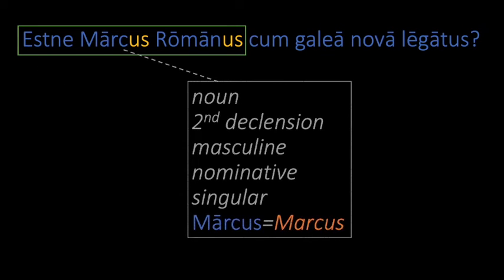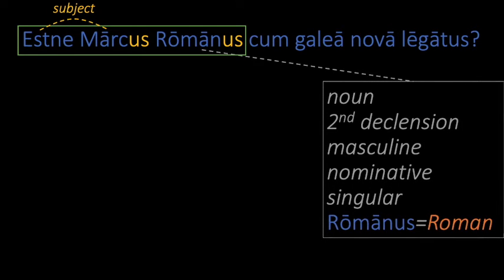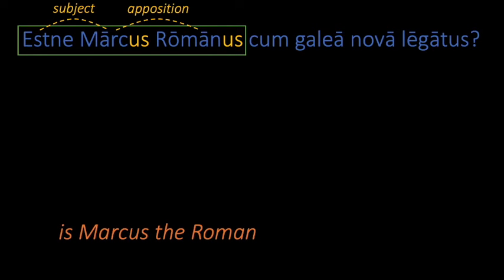Marcus is a noun in the nominative singular. It agrees with est, and so appears to be the subject. It is simply the name Marcus. Romanus means Roman, and like the English equivalent, it could be an adjective or a noun. It is masculine and nominative singular, so it agrees with Marcus, but if we try to make it an attributive adjective, we get Roman Marcus, which sounds awkward. Better to make it a noun, and construe this as apposition, to get Marcus the Roman. Altogether, for the phrase we have, is Marcus the Roman.